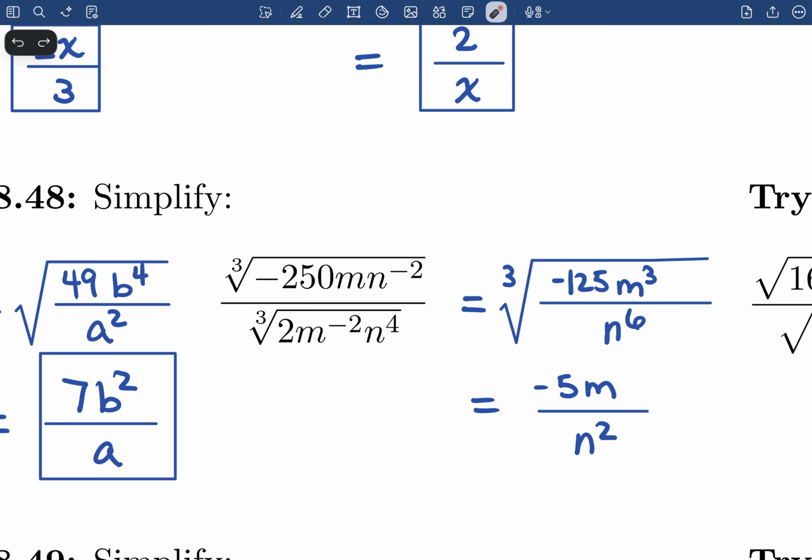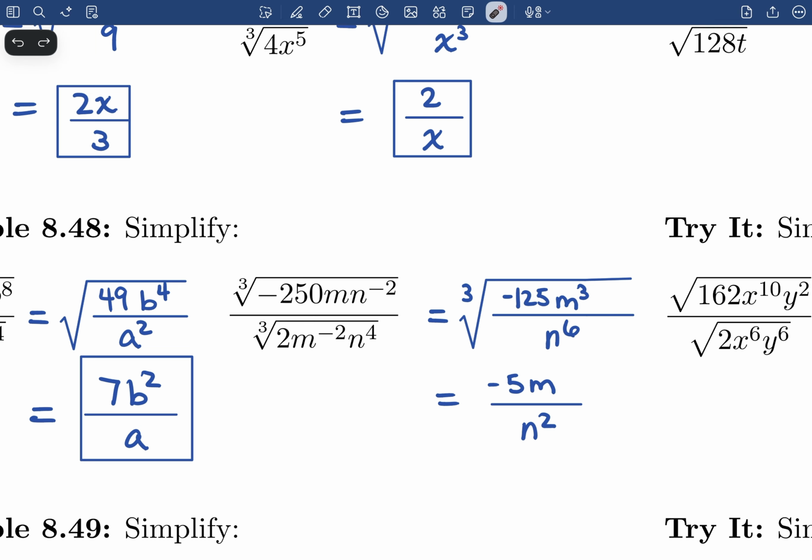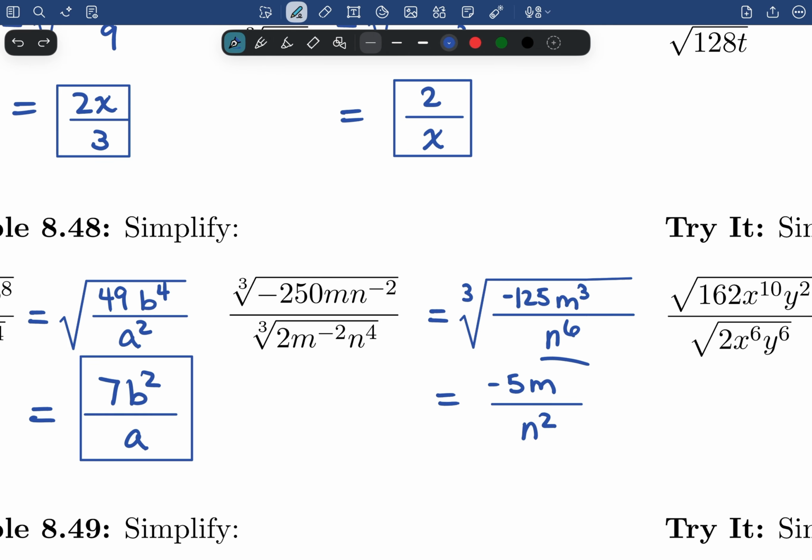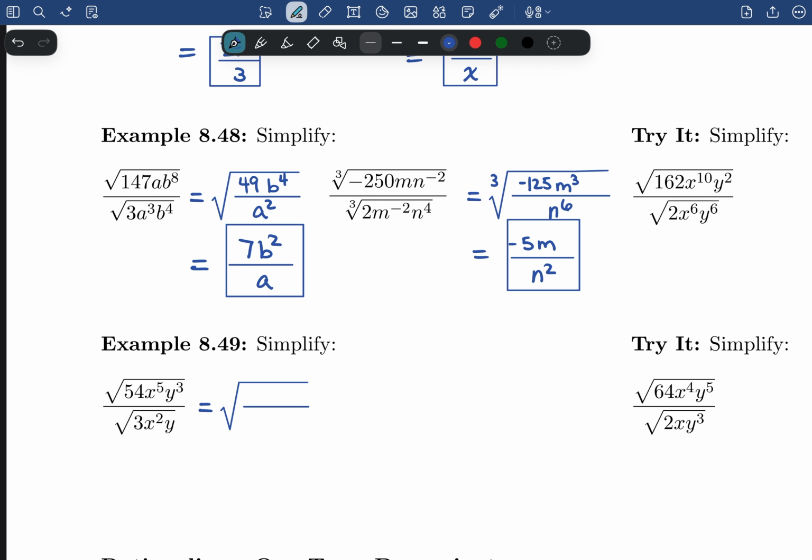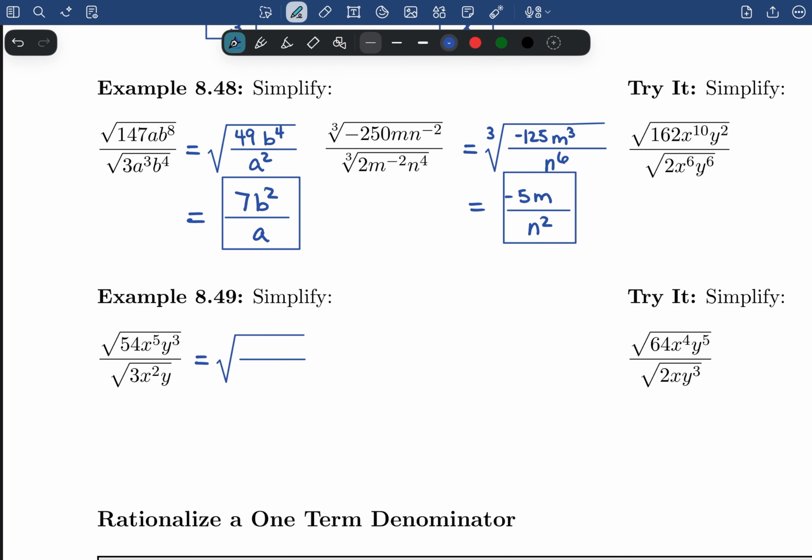All right, so this is this cool thing with radicals. We can take the exponent that we're dealing with, divide by the index value, and that gives us our new exponent. All right, we got our answer right there. Next, let's try one more of these babies.